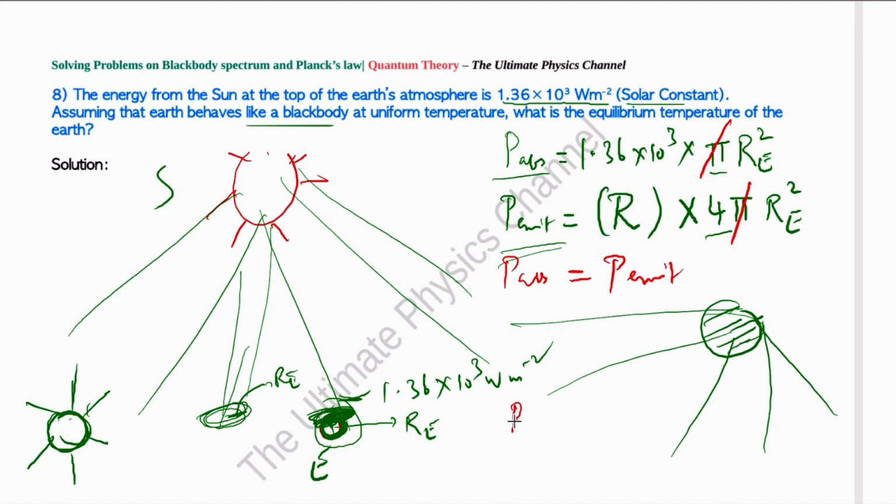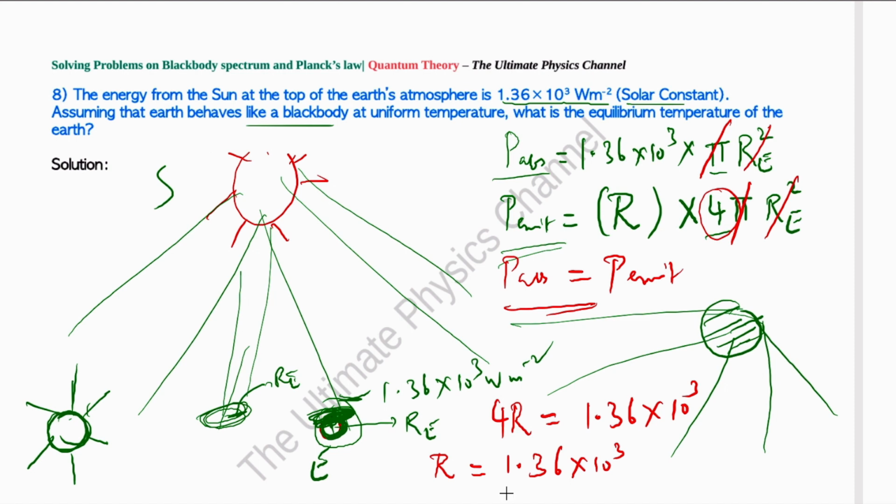And what we would have is capital R, and of course these two also would cancel. So we have R times 4 here, so 4R would be equal to this number, 1.36 into 10 power 3. I have merely equated these two and done the simplification. So R, the total power radiated per unit area, is 1.36 into 10 power 3 over 4.